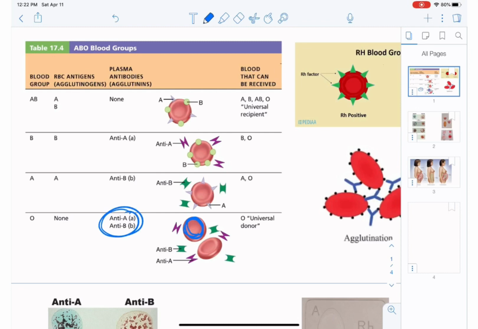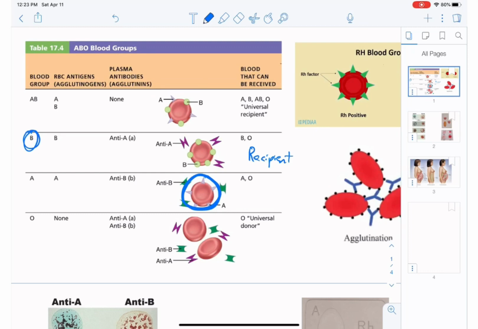Now I want to relate these antibodies to transfusion reactions. So if you're a type B individual, who can you receive blood from and have it be a safe transfusion? Well, let's take a look at this. So you're a type B individual, so you're going to be the recipient, and we want to know who the donors can be. Well, what would happen if you got a donation from a type A individual?